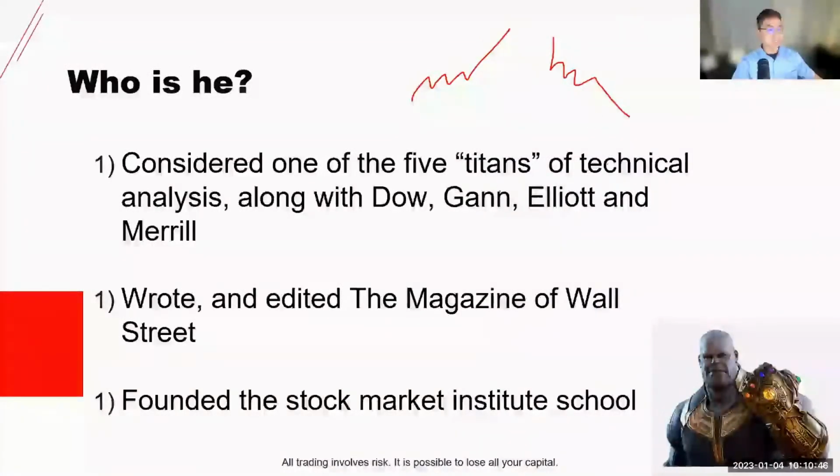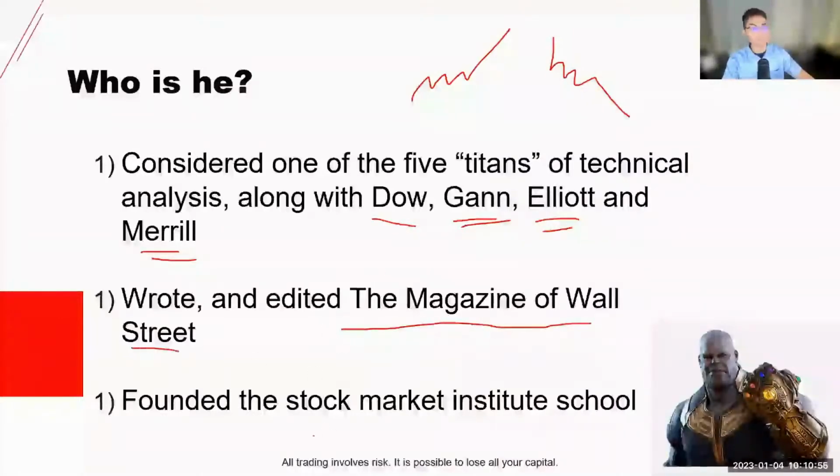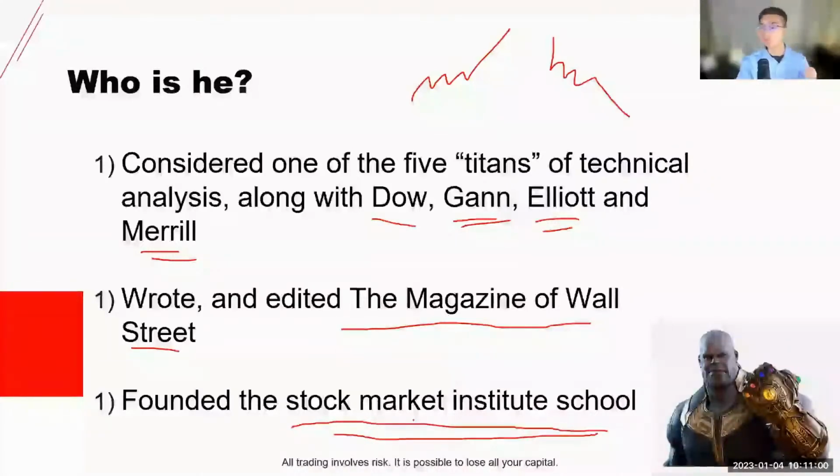He's one of the 5 titans along with Dow, Gann, Elliott Wave, and Merrill. He wrote and edited the magazine of Wall Street back then. I already mentioned that he founded the Stock Market Institute School and taught people how to trade. Just imagine, I actually read his book. I borrowed his book and read about how he traded 100 years ago.